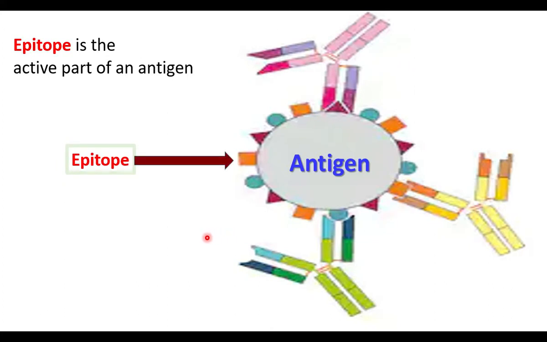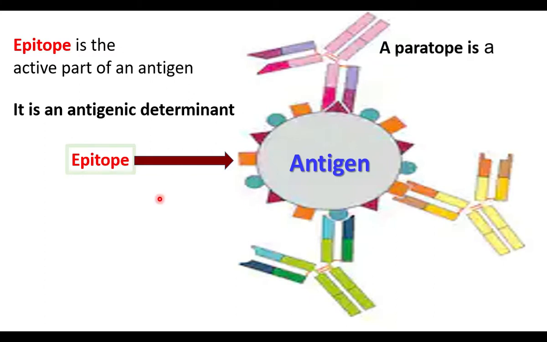This is one epitope. The epitopes act as antigenic determinants. Epitope is a part of antigen that acts as antigenic determinant. The antigenic determinants are recognized by antibody molecules. After recognition, the antibody molecules bind to the antigenic determinant or epitope. Epitope is a part of antigen.